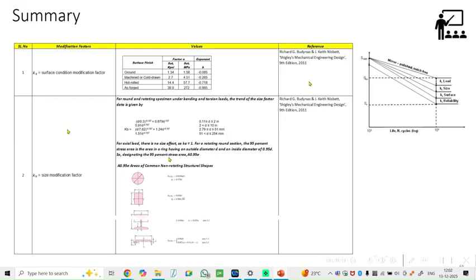Then this is the load modification factor that we saw. Temperature is of course a factor, and reliability. Then everything miscellaneous is corrosion, surface treatment, like if chemical milling has to be done. People are aware of this.